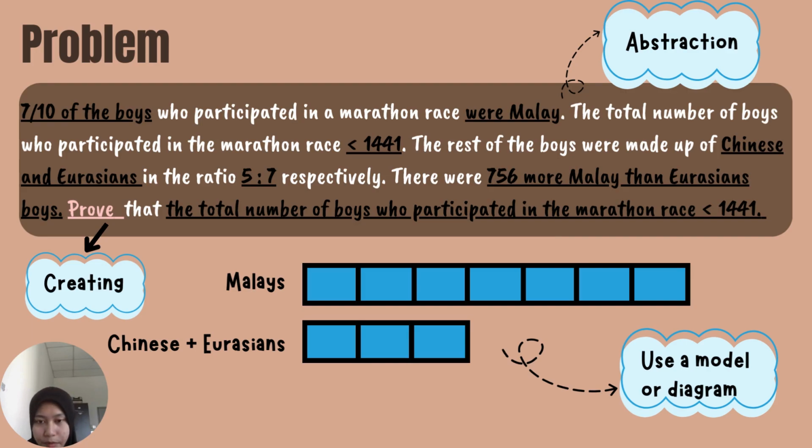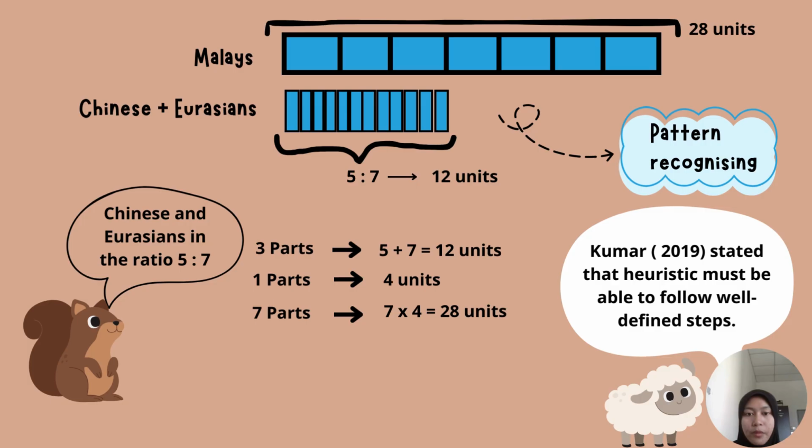As you can see here, the 7 blue boxes are for Malays and the 3 blue boxes are for Chinese and Eurasian. Next, the Chinese and Eurasians are in the ratio 5:7, which means they involve 12 units. The concept of computational thinking involved is pattern recognition, which means 12 units is for 2 parts, so we can conclude that one part is 4 units.